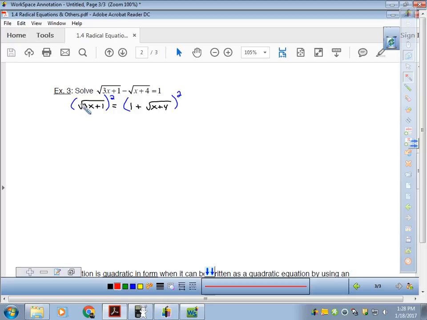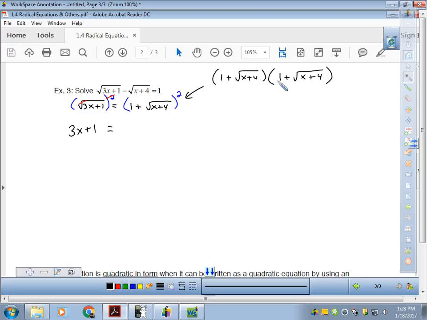Over here on the left side, the square root and the square can cancel, and so I just have 3x plus 1 equals. Over here, this is where you have to be careful again. This is 1 plus the square root of x plus 4 times 1 plus the square root of x plus 4. And we have to actually FOIL that out.